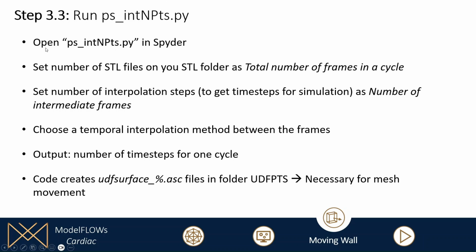script in Python. This will create the total number of frames, or time steps, for our simulation. So here, for the total number of frames in a cycle, we will put, in our case, 500, which is the number of STL files we have. And then we will select how many steps we want to interpolate between each time step. As our simulation time step will be 0.001, we will select 2. And then the temporal interpolation method, which in our case is spline, and we'll create the necessary files for Fluent to read the mesh movement.